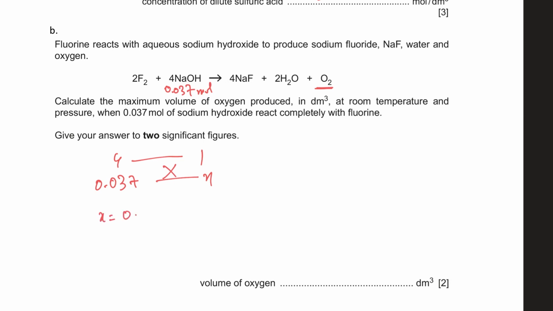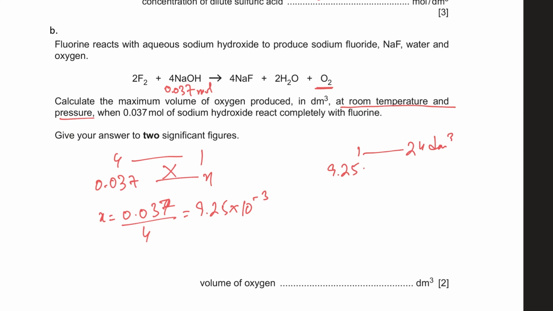X comes out to be 0.037 divided by 4, and that's my number of moles of oxygen that is being produced, and that is 9.25 × 10^-3. Now I know that any gas takes 24 dm³ at room temperature and pressure, and that is what they've given us. So 1 mole will produce 24 dm³. So 9.25 × 10^-3 moles will produce x. When I cross multiply, I get my volume, which is 0.22 dm³, and that's my answer.